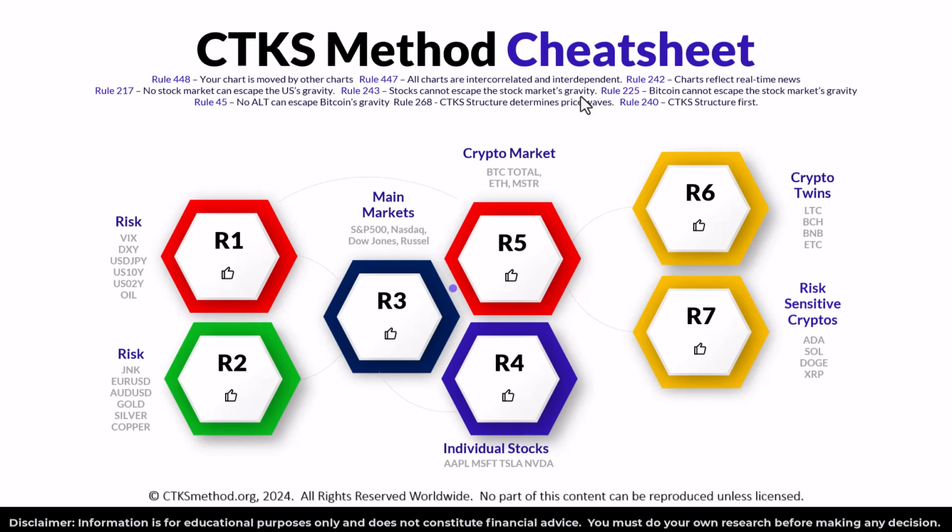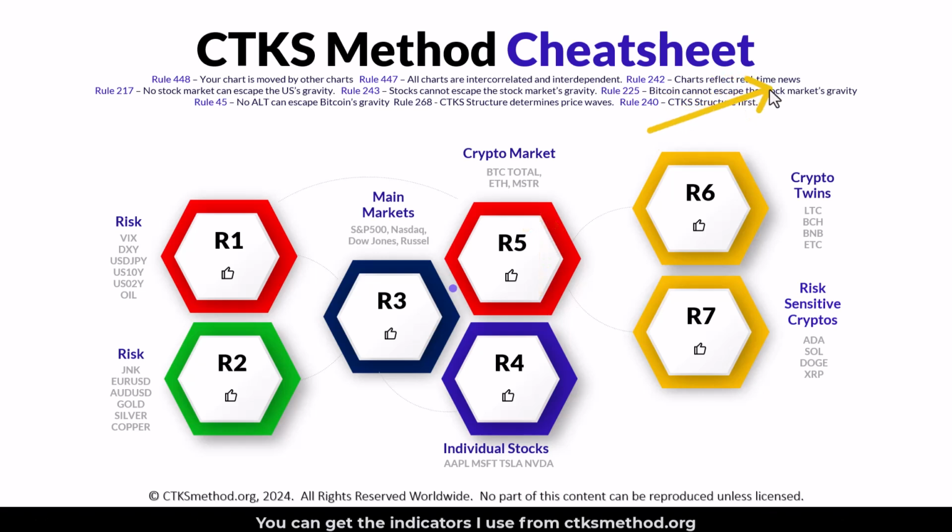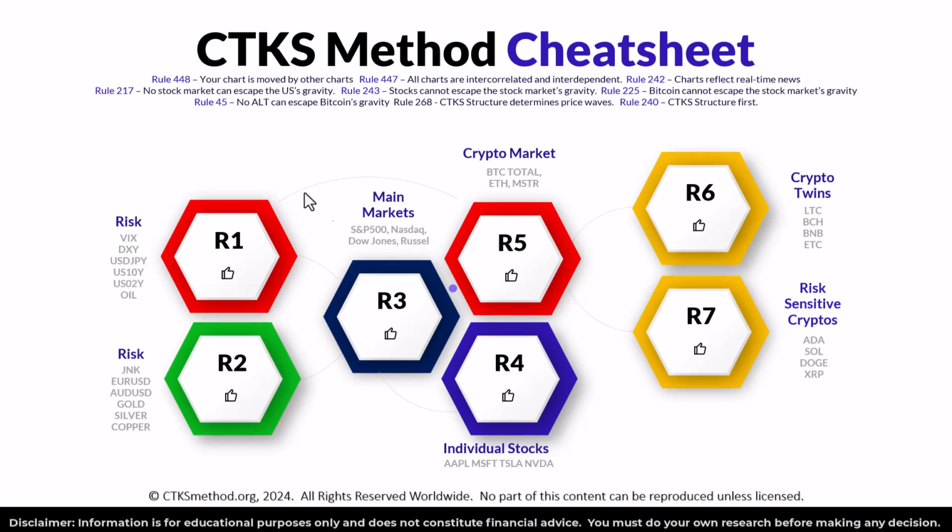A lot of people just look to the news and say, oh, I need to know what the news is doing. Why did this thing go up? Why did Bitcoin go up today? Charts reflect real-time news. If you've ever done any journalism, you know that it takes time to write the article and then time to send it and time to get it approved. It's not instantaneous.